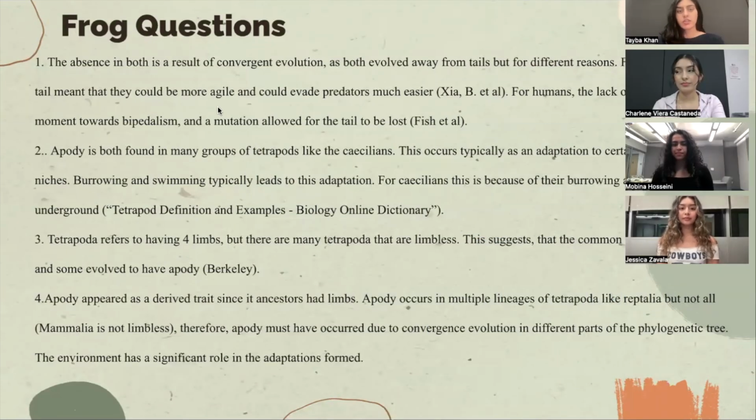Convergent evolution and tail loss. Both frogs and humans lost tails through convergent evolution, but for different reasons. For frogs, their tail loss increased agility and predator evasion. For humans, tail loss is linked to bipedalism from a genetic mutation.